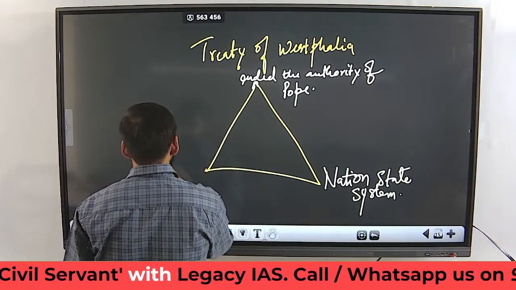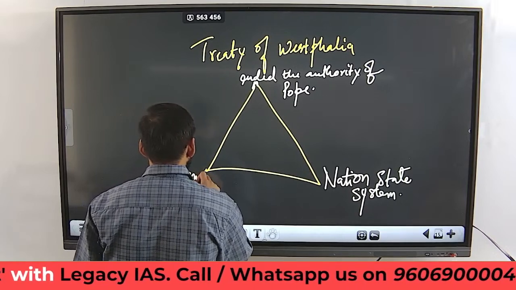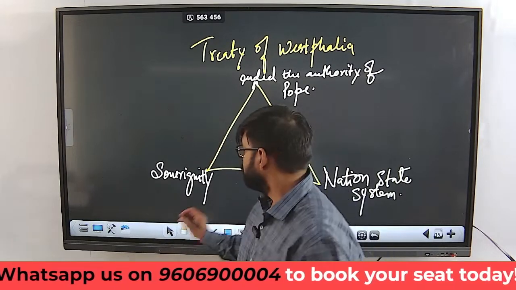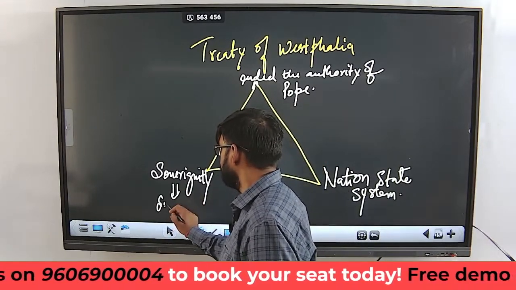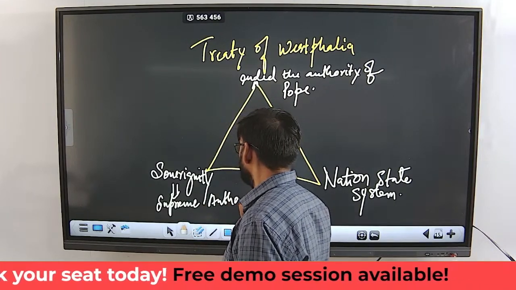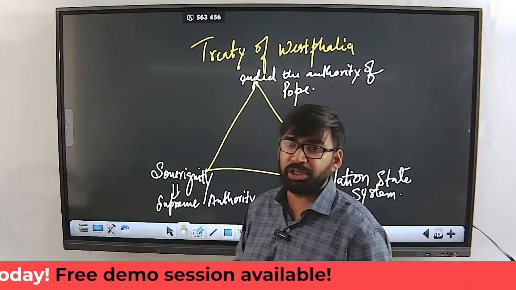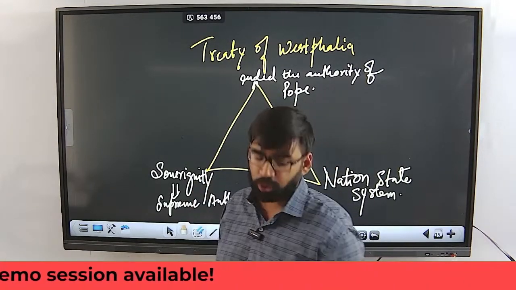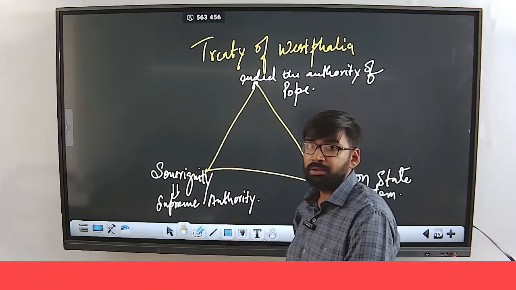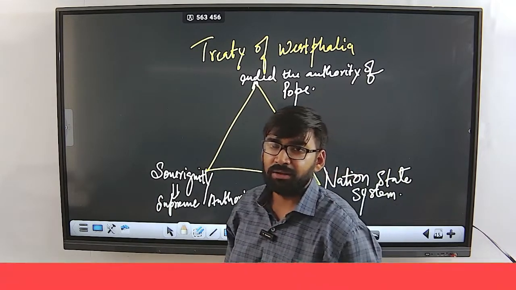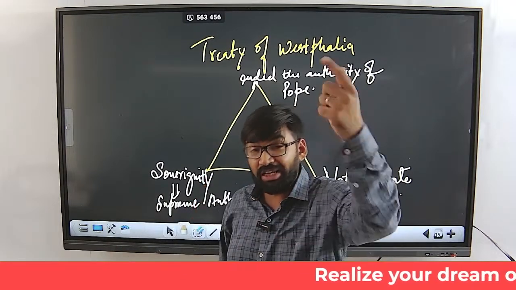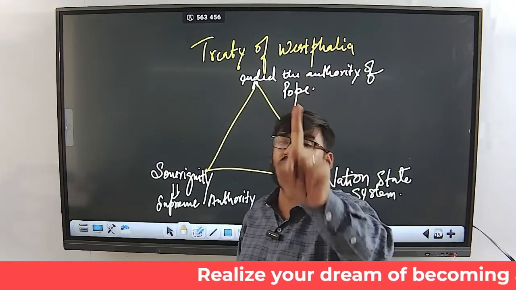And the third thing is sovereignty. The concept of sovereignty. Sovereignty means supreme authority will be there now. Every nation will be headed by one supreme authority. Two authorities will not be there. For example, in medieval times, two sovereign powers were there, the Pope and the Roman Emperor. That is why there was a conflict. Now in each and every nation, there will be only one supreme authority.